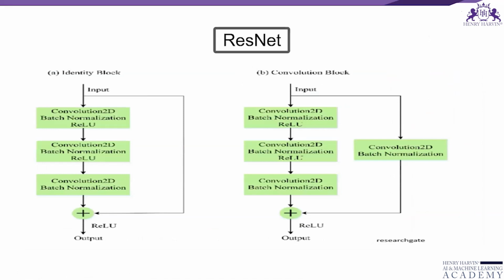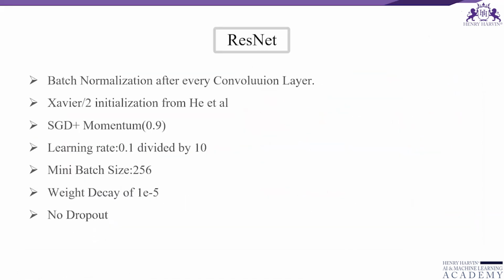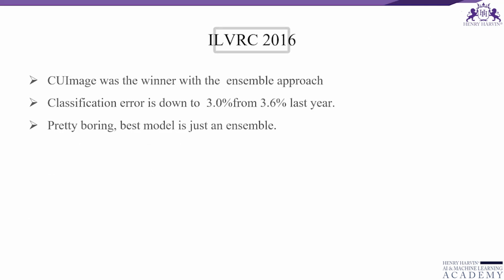So there are more comments about this network: batch normalization after every convolution layer, and it also uses Xavier/He initialization, and it also uses stochastic gradient descent with momentum 0.9, and it uses a learning rate of 0.1 divided by 10, a mini batch size of 256, and a weight decay of 1e-5, and there is no dropout over here, right?